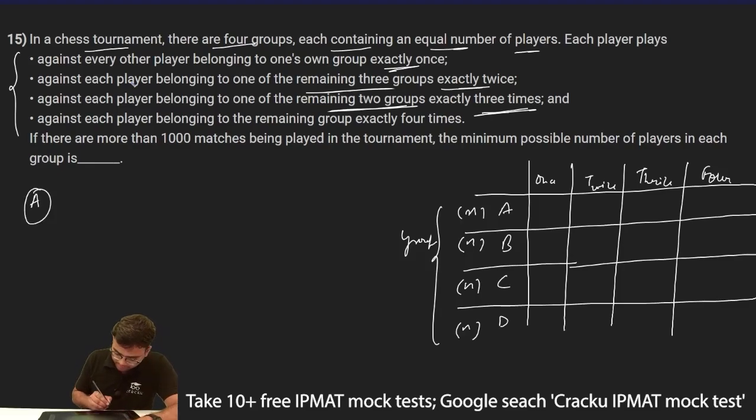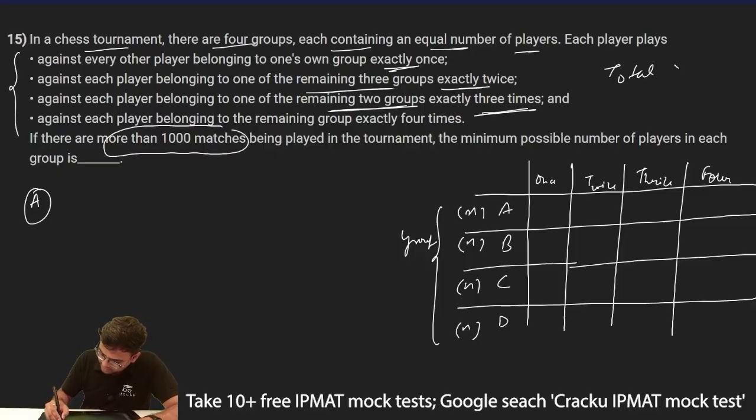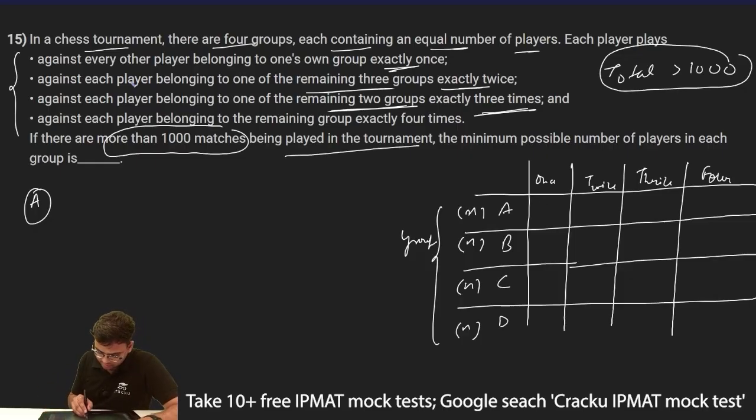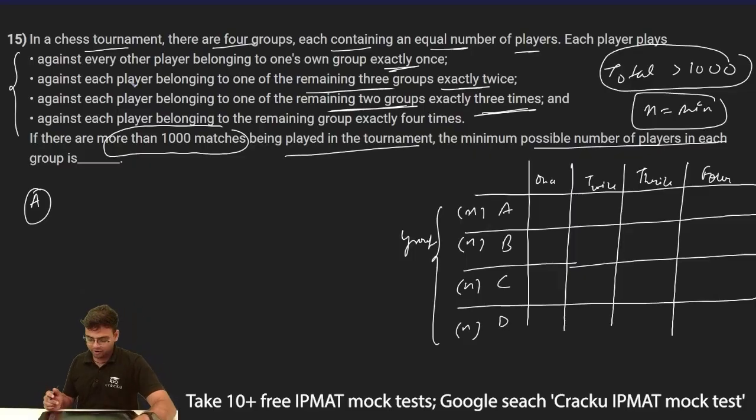So with A, what will happen? First of all, they have to play within their own group. So within their own group, if there are n players, and it is also given, let me complete the question: if the total number of matches being played in the tournament is greater than 1000, we have to find the minimum possible number of players in each group, that is, the minimum value of n. So if I say for A, they have to play exactly once within their group, the number of ways is nC2.